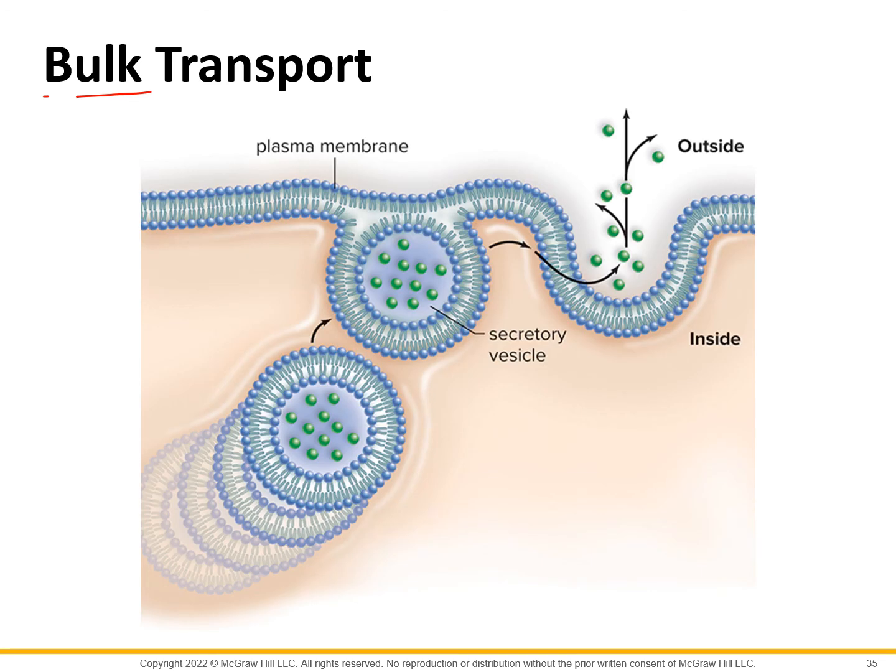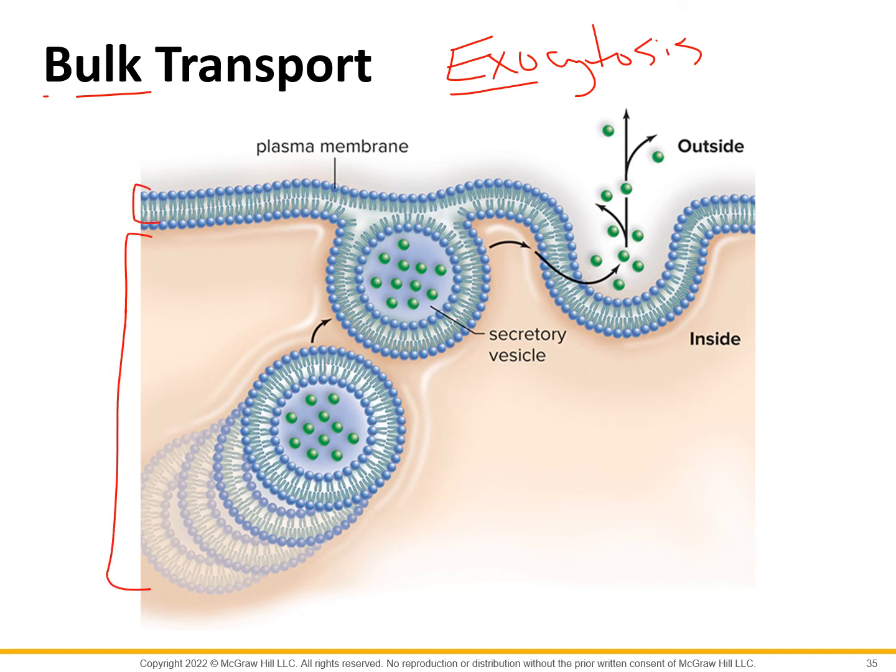First type is exocytosis. Exocytosis means that the molecules are being moved outside of the cell, exo. So this is the inside of the cell. This is the plasma membrane. Inside the cell, there's a vesicle that contains some sort of molecules that need to be released outside of the cell. So for instance, these could be hormones, protein hormones that were made in the rough ER.